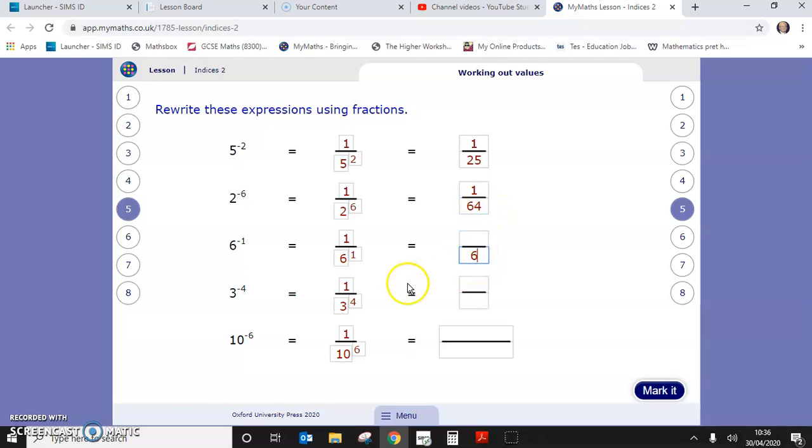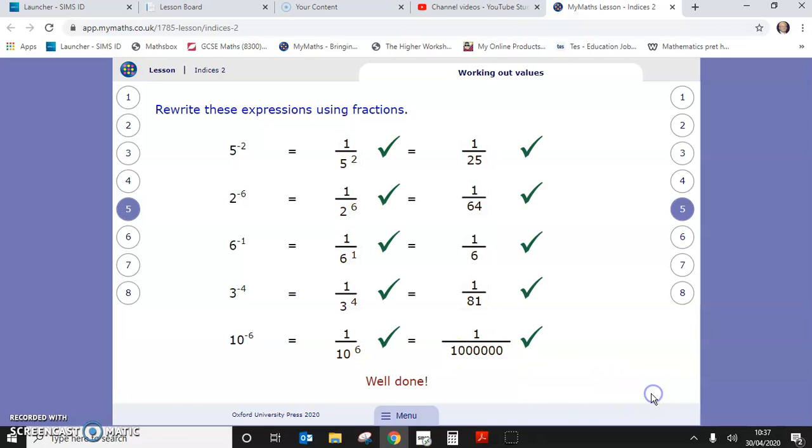6 to the power of 1 is just 6 itself. 3 to the power of 4, or 3 to the power of 3 is 27. 27 times 3 gives me 81. And then 10 to the power of 6: 2, 3, 4, 5, 6. Okay, and that's complete.